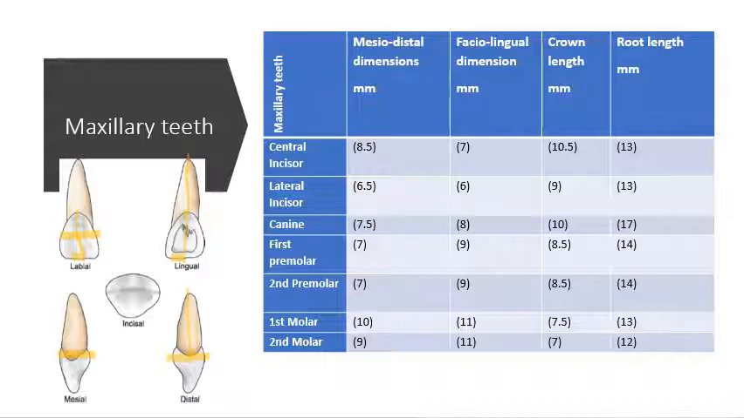The crown length is also slightly less, and the root length is also 1 millimeter shorter than the maxillary first molar. So if we summarize, the mesiodistal dimensions of the maxillary central incisor and maxillary lateral incisor are greater than the faciolingual dimensions, while from the canine onwards, canine, first premolar, second premolar, first molar, second molar, the faciolingual dimensions exceed the mesiodistal dimensions, and the longest root of any maxillary tooth is that of the canine, an average of 17 millimeters.